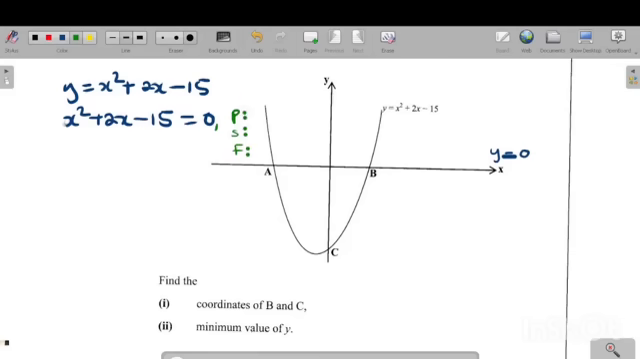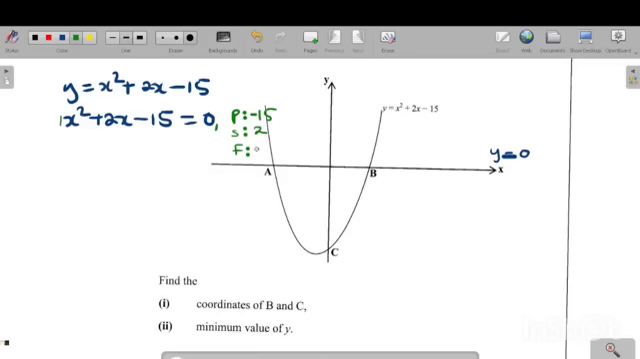So the product is found by multiplying the coefficient of x squared by the constant. So the coefficient of x squared here is 1 times negative 15. So the answer will be negative 15 for the product. Then for the sum, you get the coefficient of x here, which is 2. Factors, you are looking for two factors of negative 15 such that when you add them, you get positive 2, and when you multiply them, you get negative 15.